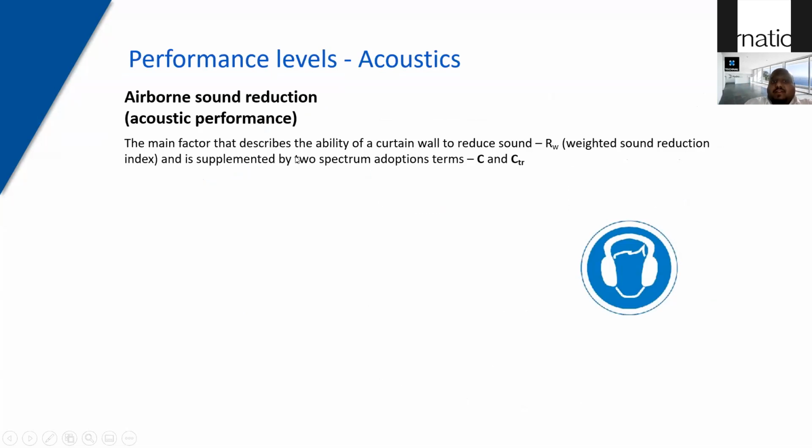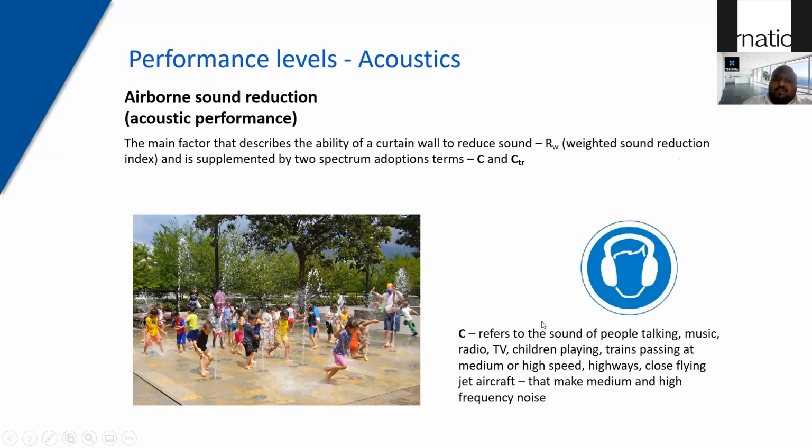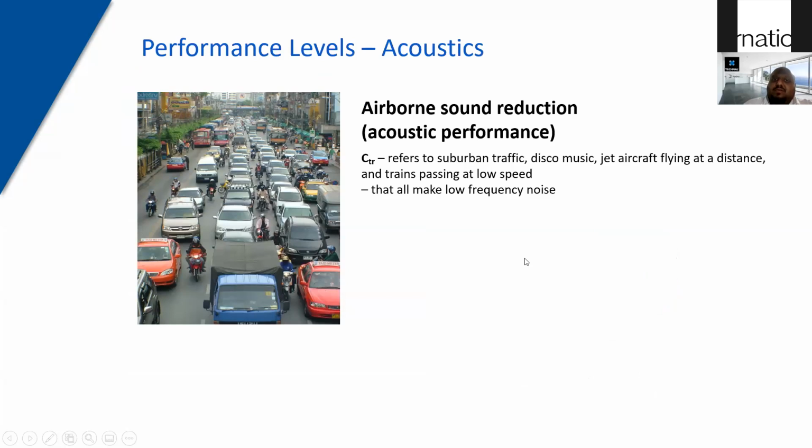So the main factor for acoustic for a curtain wall is the weighted reduction of sound. So from outside to inside, how much of sound is reduced? That's what you essentially want to know. And this is supported by two terms, which is C and CTR. Let's look at what they are. So C refers to the sound of people talking, music, radio, trains passing at medium and high speed. So general noise which you hear is C. CTR is what we call a traffic reduction or a correction factor for traffic. It refers to suburban traffic, disco music, jet aircraft flying. So all of this makes low frequency noise.